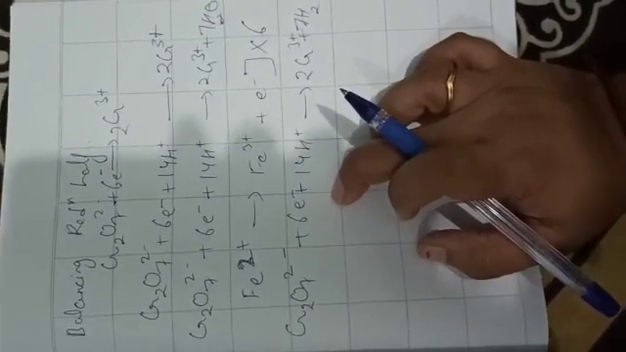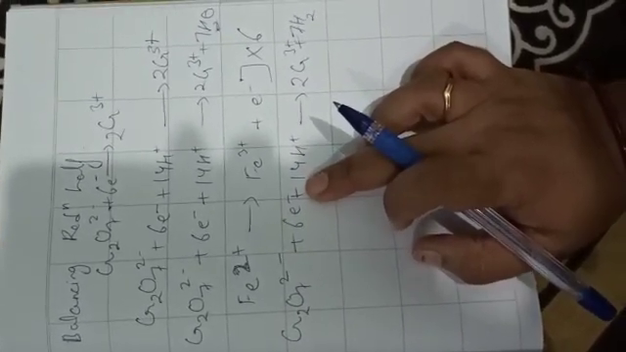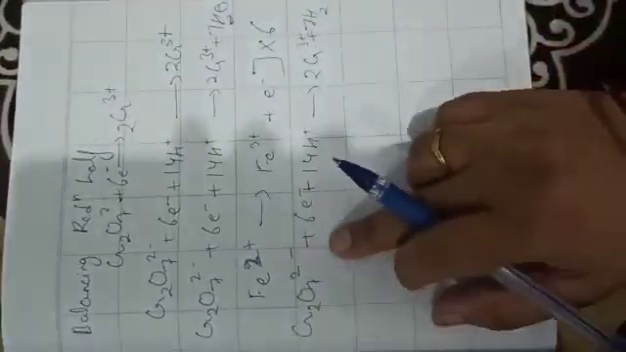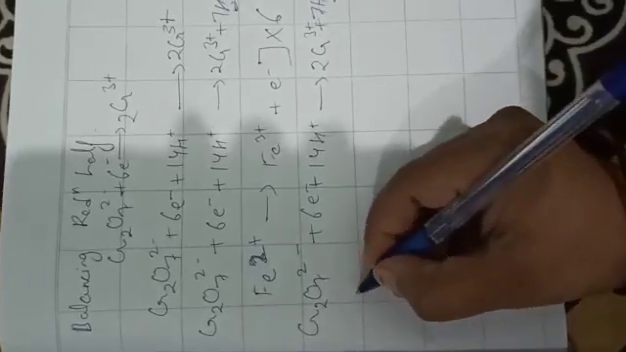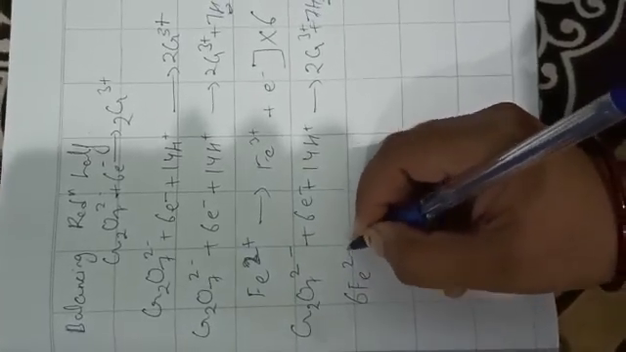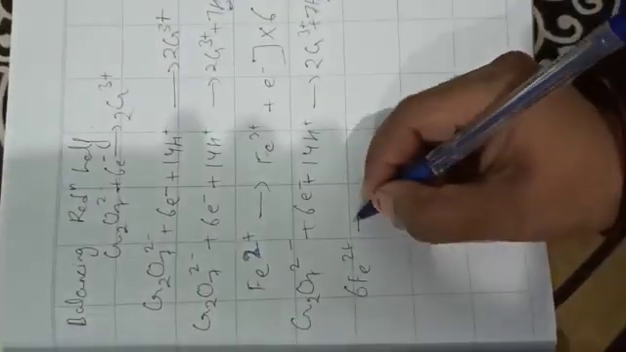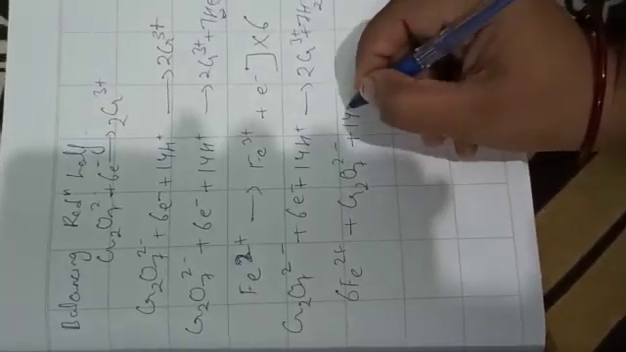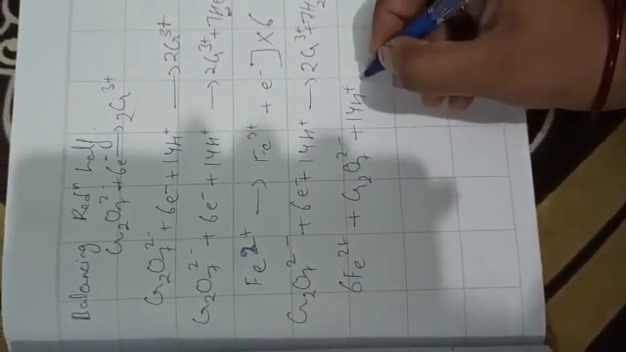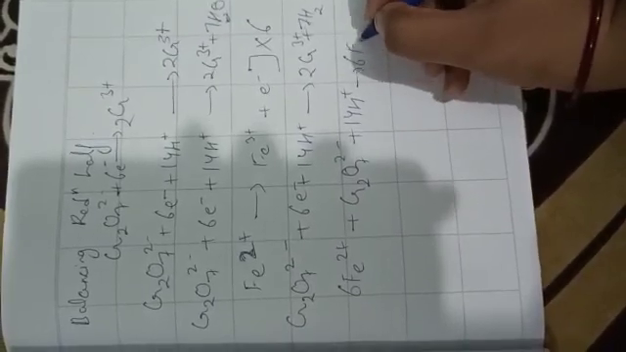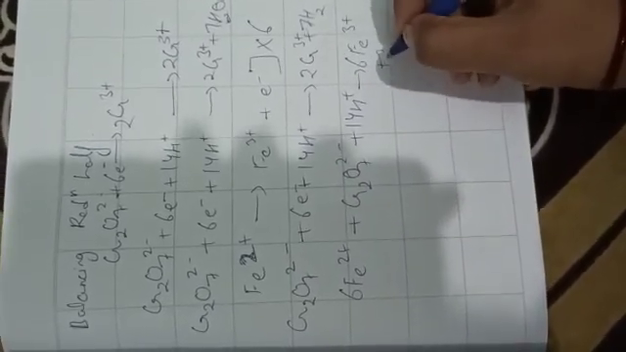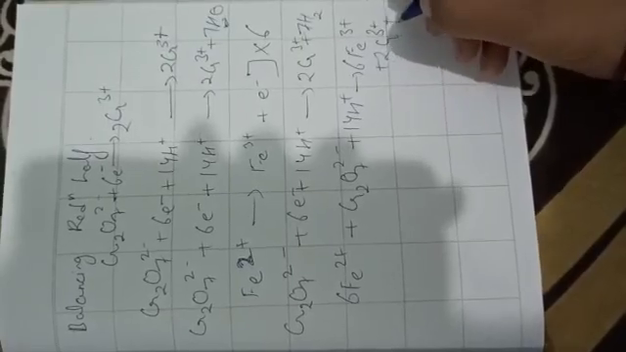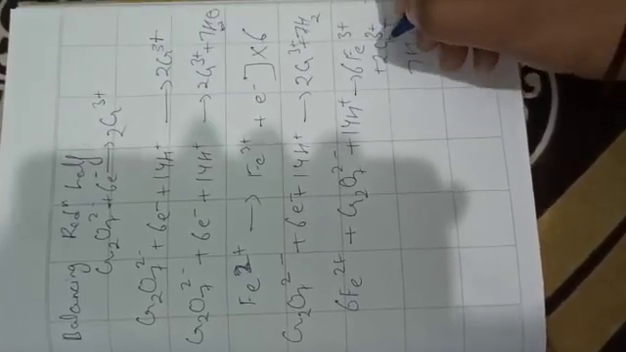After this we have 6 electrons on this side and 6 electrons on this side, so they will be cancelled. And we will be left with 6 Fe2 positive plus Cr2O7 2 negative plus 14 H positive, and it will give you 6 Fe3 positive plus 2 Cr3 positive plus 7 H2O. Okay, so this is your net answer.